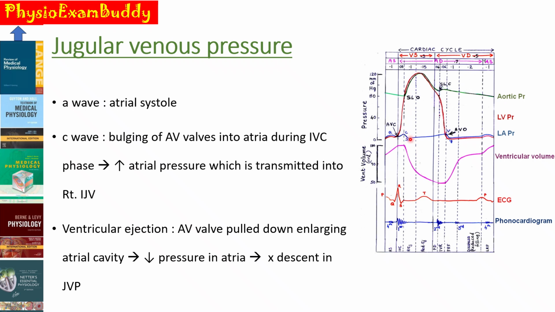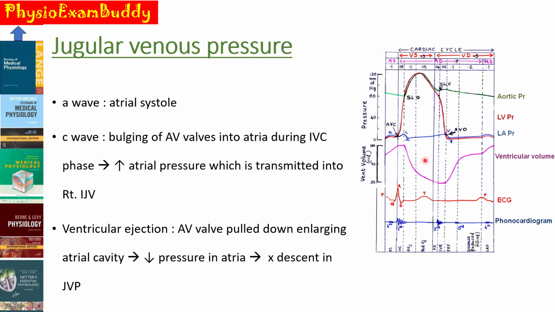The C wave is because of the bulging of the atrioventricular valves into the atria during the isovolumetric contraction phase. So you have to draw the C wave corresponding to the isovolumetric contraction phase. This causes an increase in the intra-atrial pressure, which is transmitted to the right internal jugular vein, reflecting as a positive C wave.